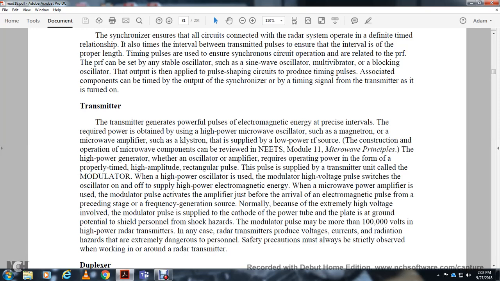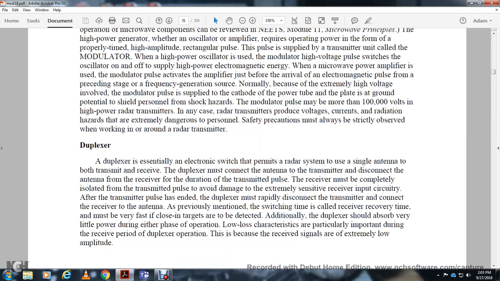High-power oscillators use the modulator's high-voltage pulse to switch the oscillator on and off, supplying high-power electromagnetic energy. The microwave power amplifier uses the modulator pulse to activate the amplifier just before the arrival of the electromagnetic pulse from a preceding stage of the frequency generation source. Because of the extremely high voltages involved, modulator pulses are supplied to a cathode-pulsed tube, with the plate at ground potential, to shield personnel from a shock hazard. Modulator pulses may be more than 100,000 volts in a high-power radar transmitter. In any case, the radar transmitter produces voltage, current, and radiation hazards that are extremely dangerous to personnel. Safety precautions must always be strictly observed when working around radar transmitters.